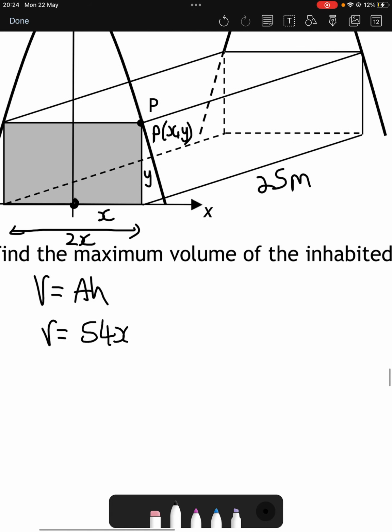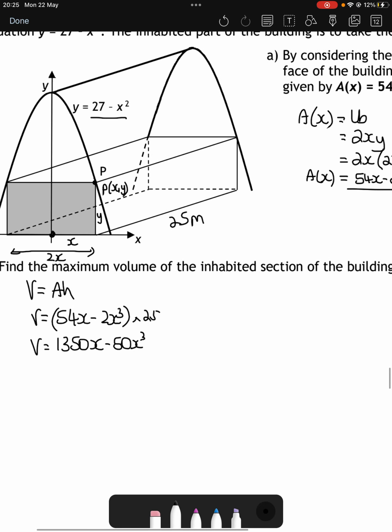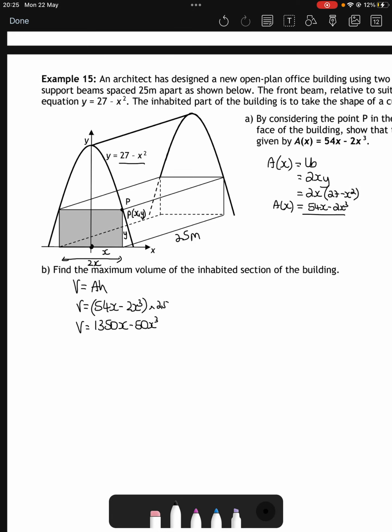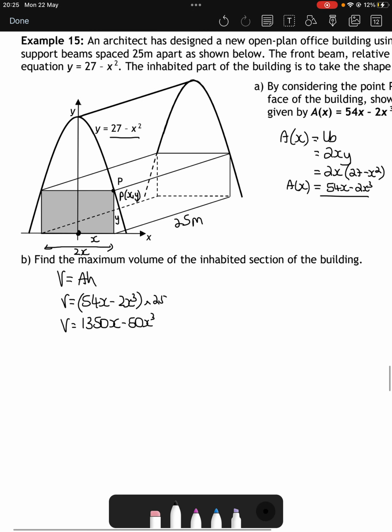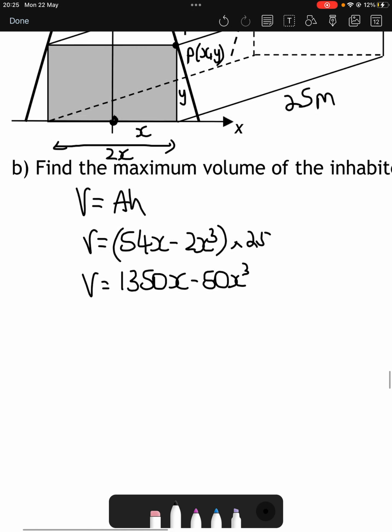A lot of these questions tend to be calculator. So 1350x minus 50x cubed. So that is our volume. So we're going to try and find the maximum volume. Again, you could have got the maximum area and then times it by 25 to figure out the maximum volume. It is up to you. Right, we're going to differentiate it. Now you could do dV by dx, or you could do V dashed of x.